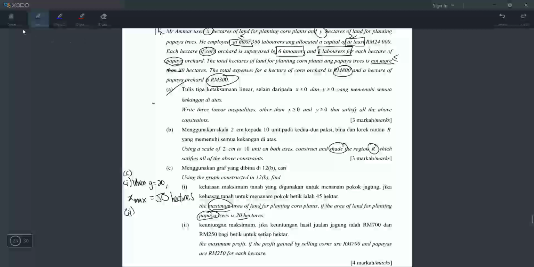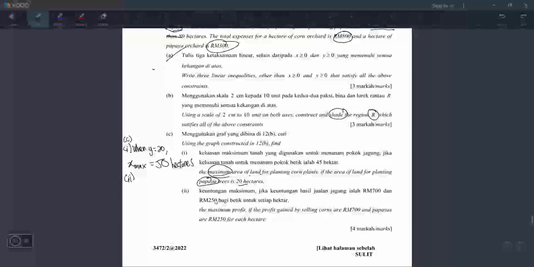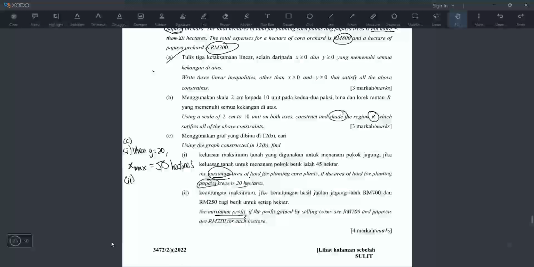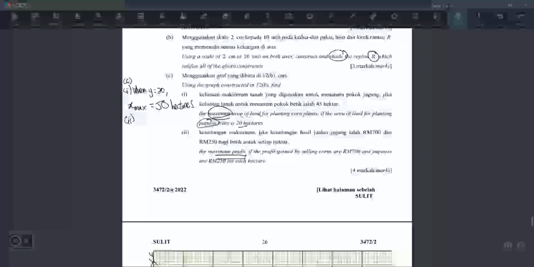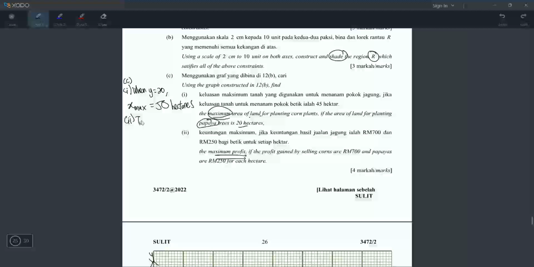Number 2 says what? Okay, let's read first. Find the maximum profit if the profit gained by selling corn is 700, papaya 250. Corn is X, papaya is Y, remember? So they want the maximum profit now. So what is the total profit? The total profit will be 700X plus 250Y. Okay, the total profit. And then how to find the maximum total profit?